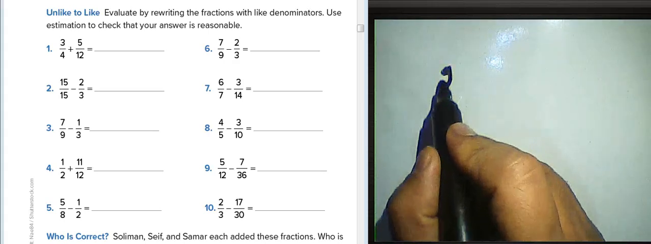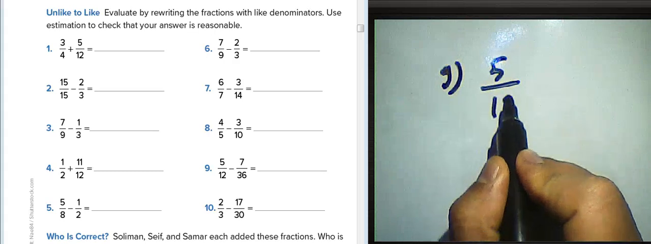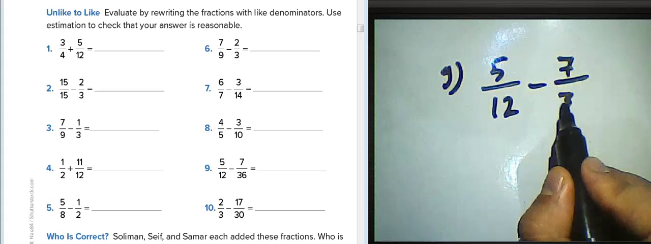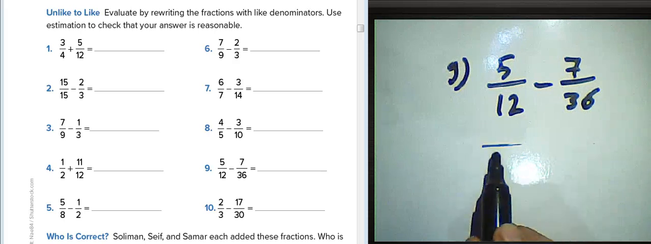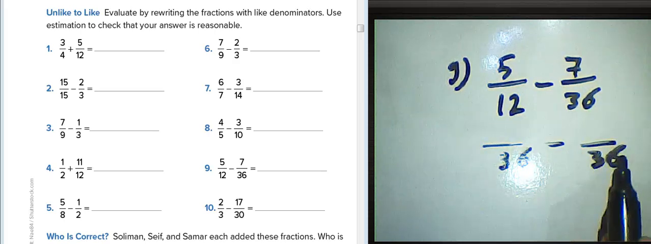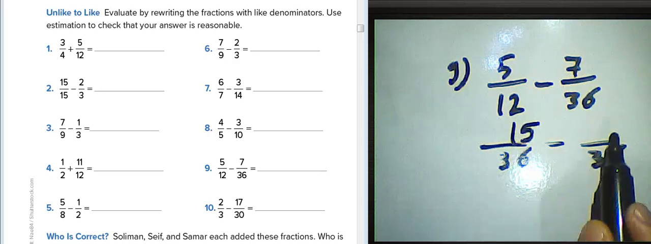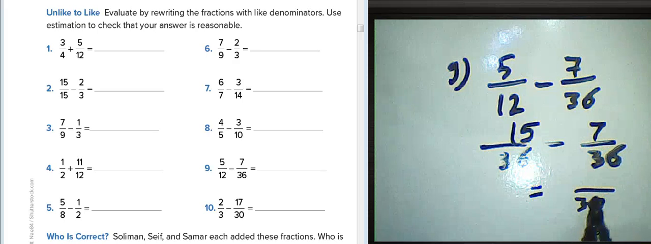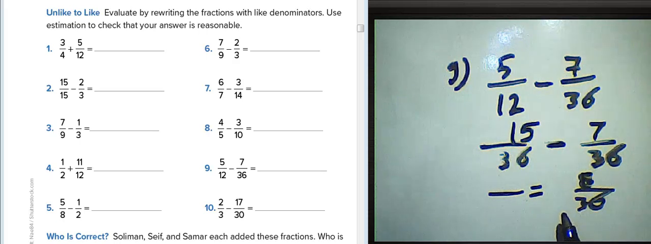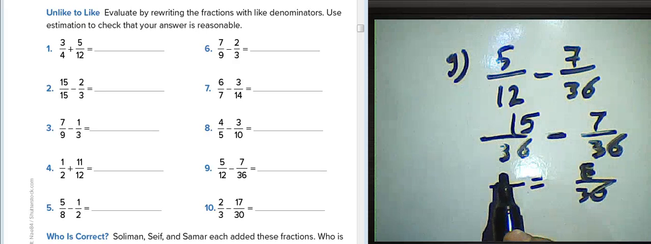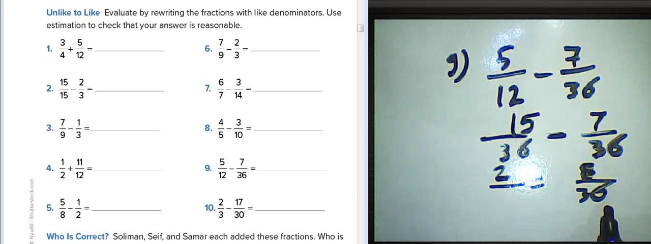This number is exactly the result. Question number 9. 5 over 12 subtract 7 over 36. We can find the least common multiple between them, which equals 36. 36 divided by 12 equals 3. 3 times 5 equals 15. And write 36 here. 15 minus 7 equals 8. 8 over 36, we can simplify by dividing the numerator and denominator by 4. 8 divided by 4 equals 2, and 36 divided by 4 equals 9. The result will be 2 over 9.